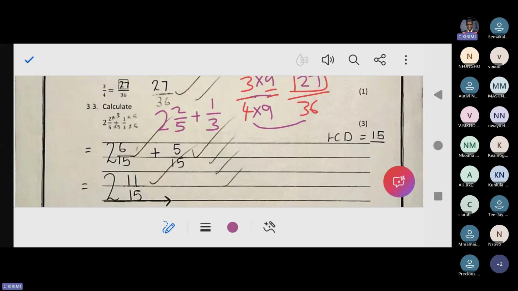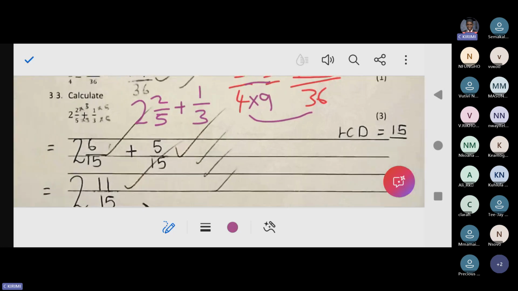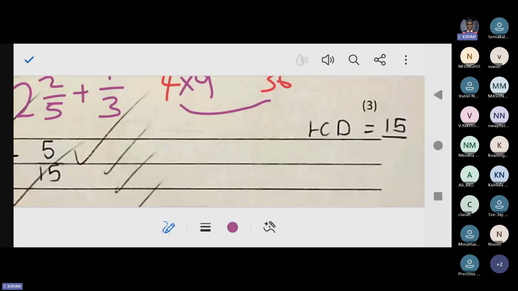So we said the whole number is 2, plus a third. So 2 and 2/5 plus 1/3. You can see the denominators are not the same. We should make the denominators the same. First, you must find the lowest common denominator. How do you find your lowest common denominator? First, you need the lowest common denominator of 5 and 3. That should be a multiple, which means a lowest common multiple of 5 and 3.